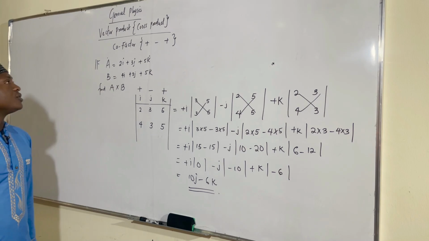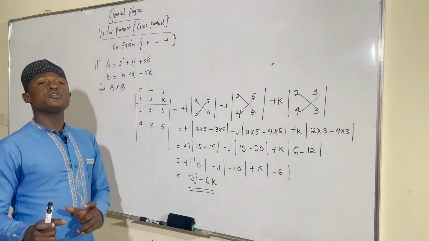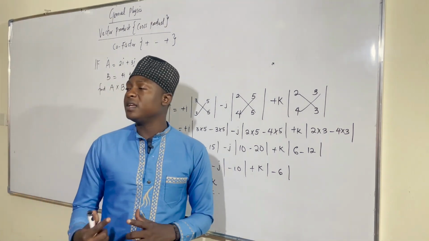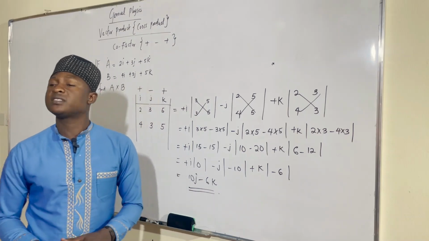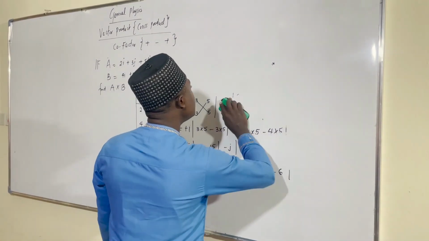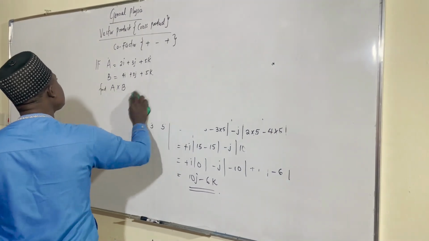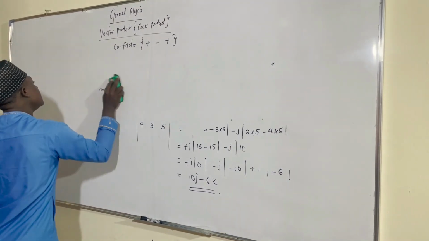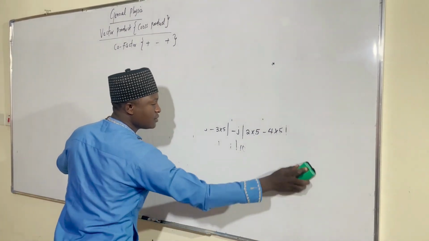So in some problems, some situations, between the two numbers, one of them may have a negative. We are going to follow the same process, the same pattern. Let's say, for example, we are given this problem to solve.